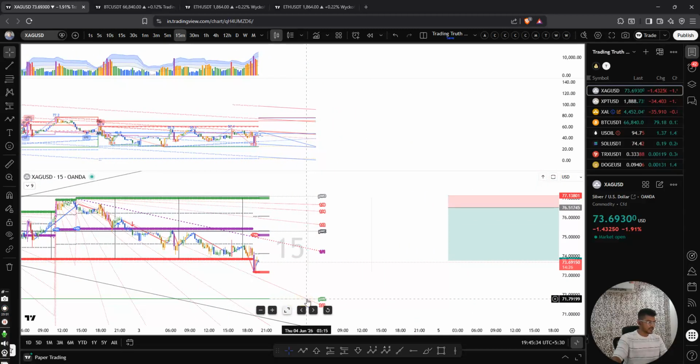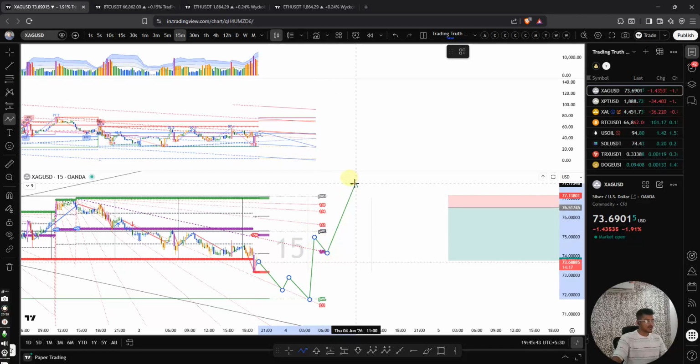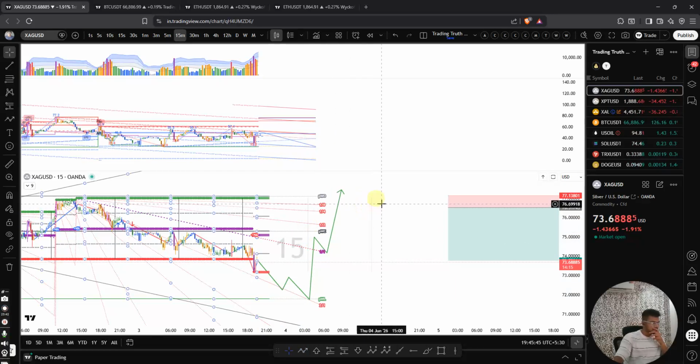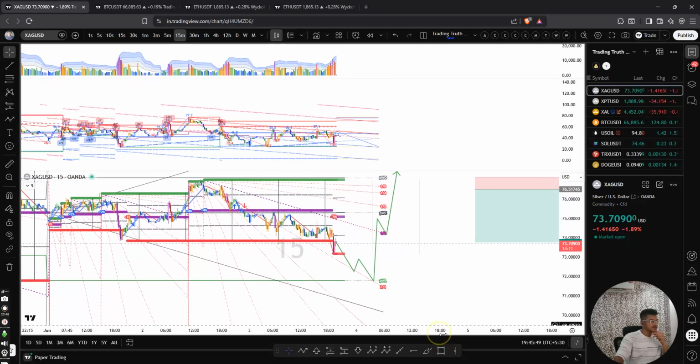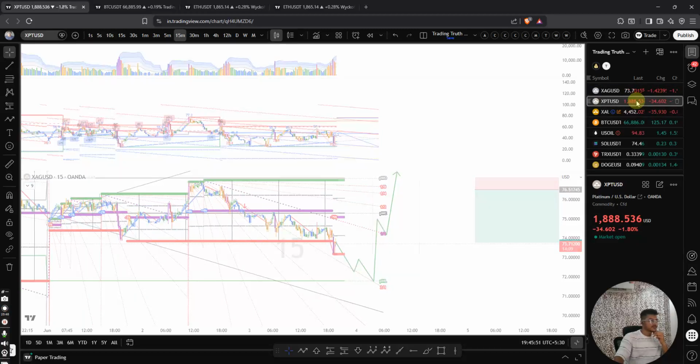Yeah, it might just come to this low, test it out, then actually as it expands, go like that, right? Or it can just go down, you know.